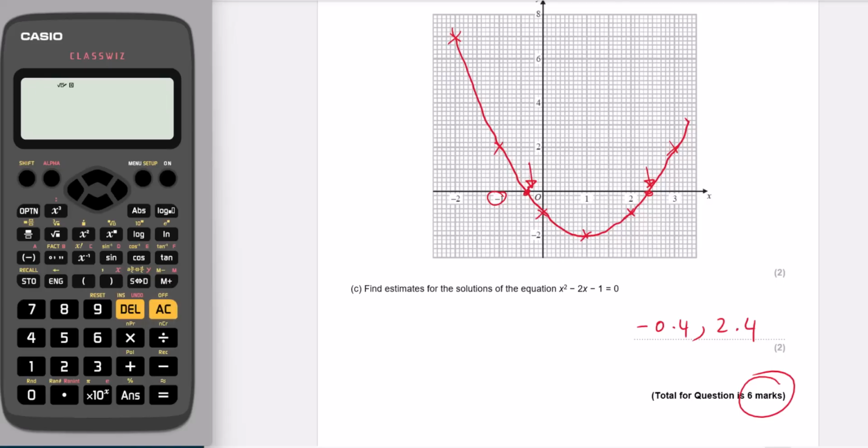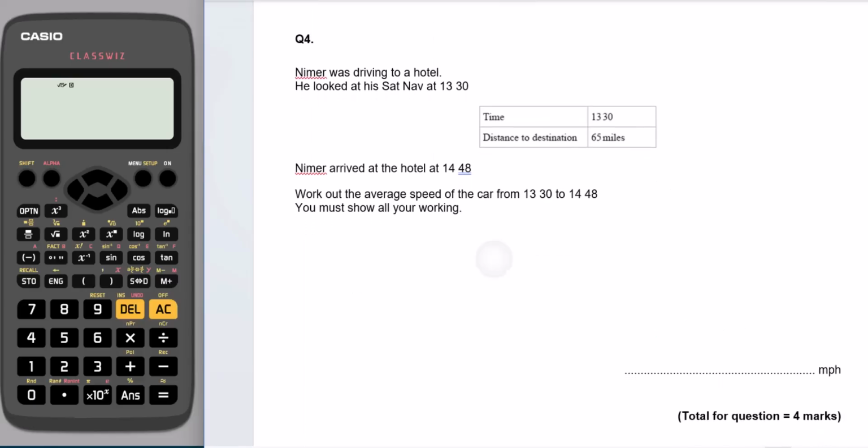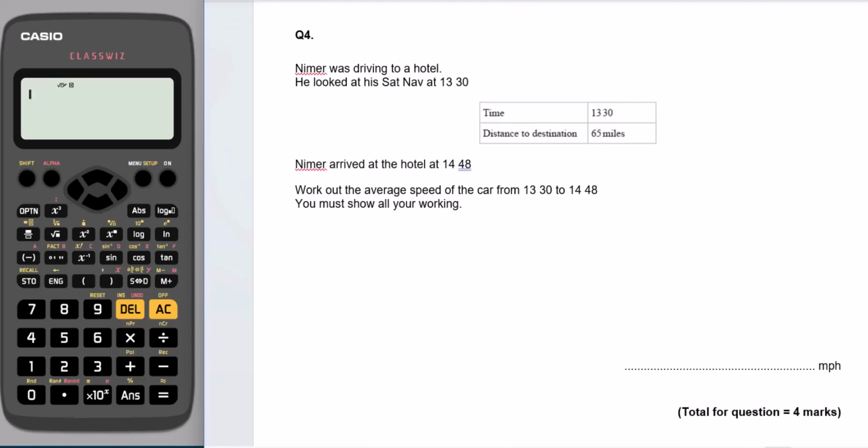Next we have a compound measures question, speed, distance, time. So Naima was driving to a hotel. He looked at his sat nav at 13:30, and the distance to destination is 65 miles. Naima arrived at the hotel at 14:48. Work out the average speed of the car from 13:30 to 14:48. You must show all your working.